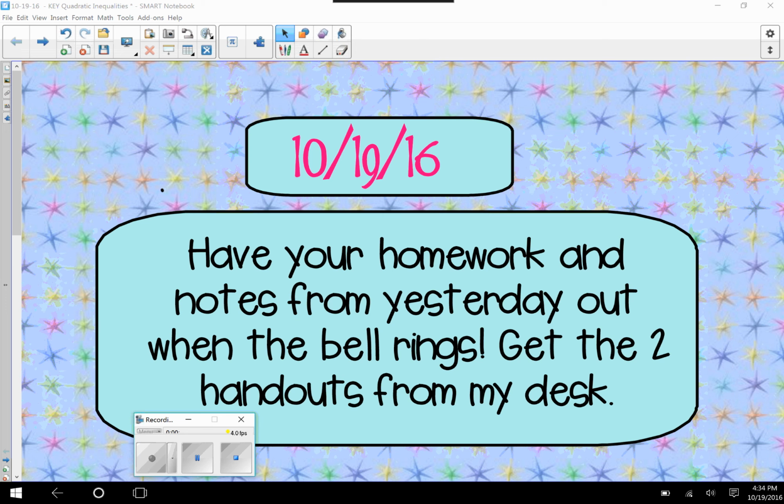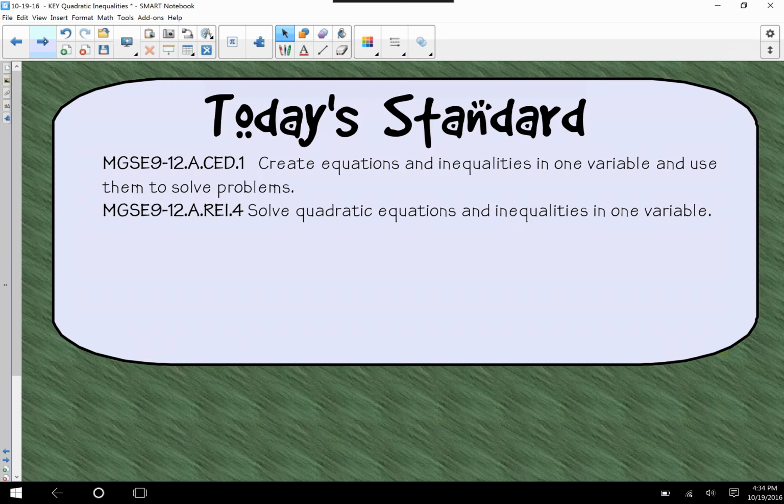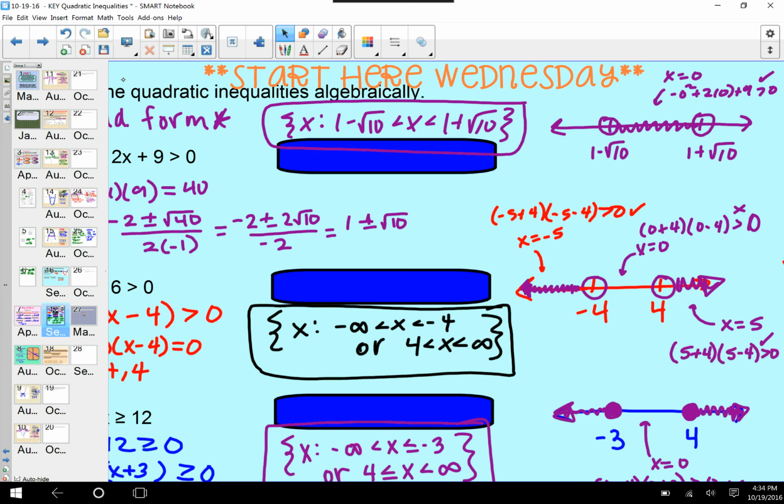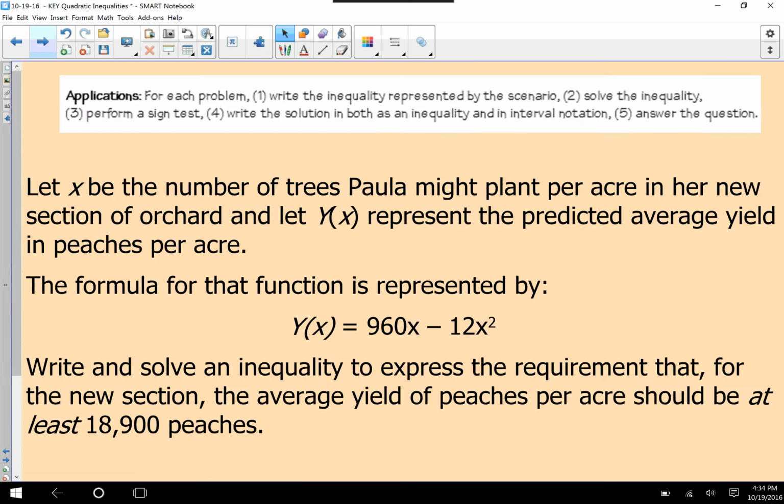All right, guys. So you need to have your notes from the last 2 days out. We're going to actually do those application problems. So I'm going to scoot down to where we finished today. All right, so I'm going to do the application problems 1, 2, 3, and 4 that are on the front of that last page from the notes.